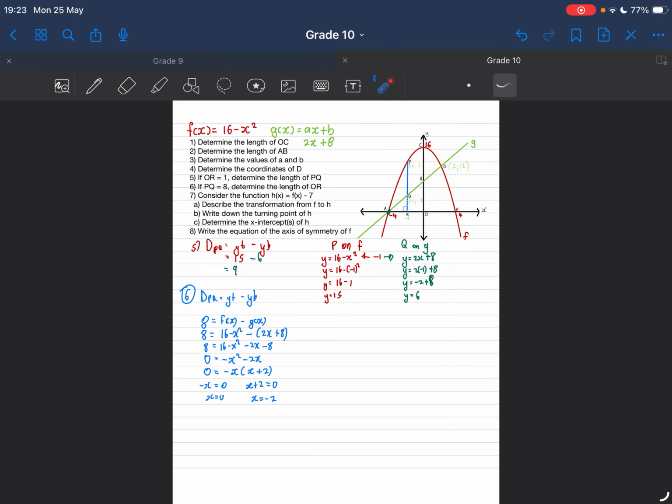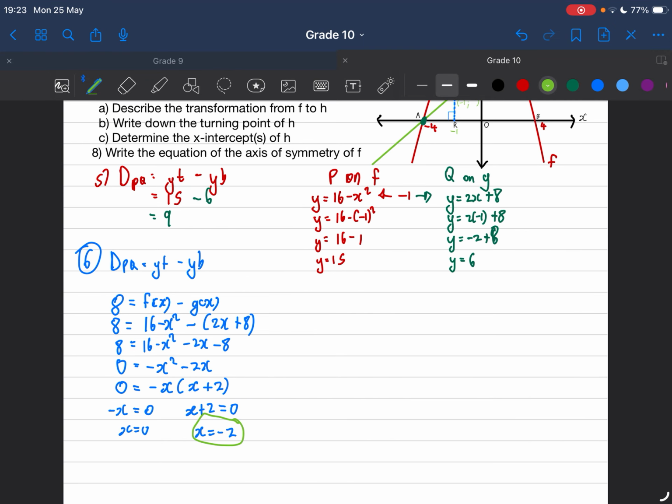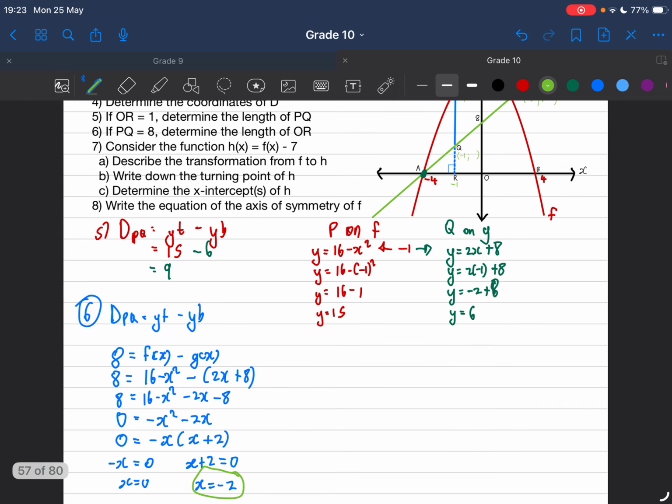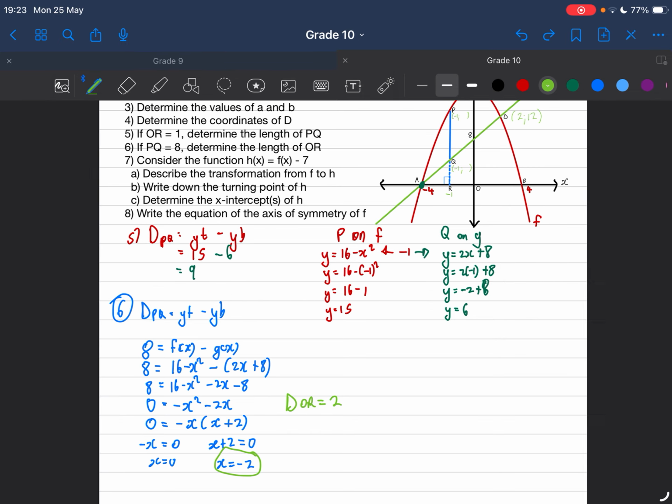So it's not going to be this one because R is clearly on the left of the origin. So it's going to be this one. So this is the x value that P and Q would have had to have for the vertical distance between them to be 8. So what's the length of OR? The length of OR is going to equal to 2 because it's 2 units to the left. Alright, so it's 2.